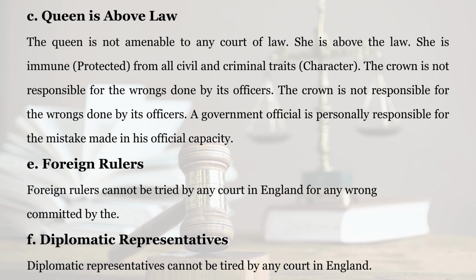The Crown is not responsible for the wrongs done by its officers. A government official is personally responsible for the mistake made in his official capacity. E. Foreign rulers. Foreign rulers cannot be tried by any court in England for any wrong committed by them. F. Diplomatic representatives. Diplomatic representatives cannot be tried by any court in England.